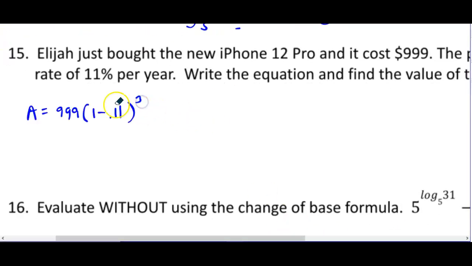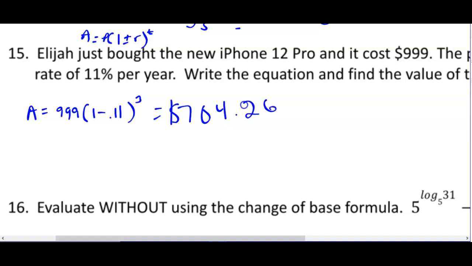Okay. So what you have here, and this goes back to the beginning of the unit, is A equals P times (1 plus or minus r) raised to the t. Alright, so in this case, P is the original 999. Then we got 1 minus 0.11, 11% converted to r, raised to 3 years right there. So we punch that in, and we get $704.26, like that.